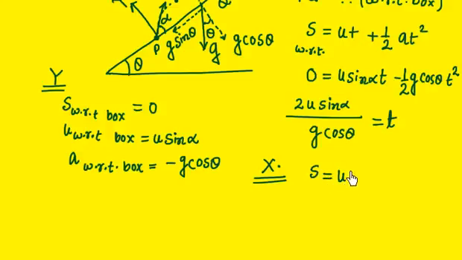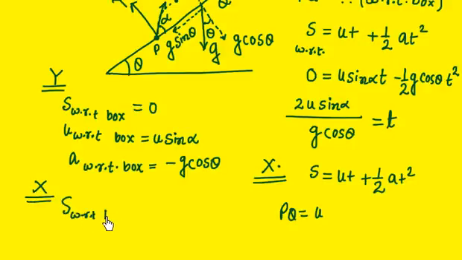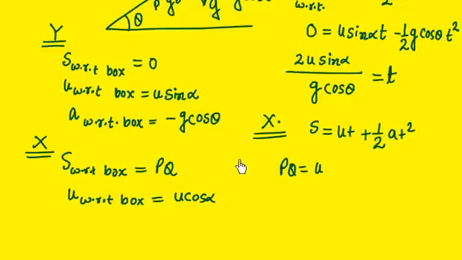Again I have to apply ut plus half at square. Now s is basically PQ, so I have to find PQ. The initial velocity in the x direction is u cos alpha. Let me write the same thing again. So x, the distance with respect to the box, I will go fast, is equal to PQ. This I have to find. The x speed with respect to the box is simply u cos alpha because the component in this direction is u cos alpha. And now the acceleration with respect to the box.